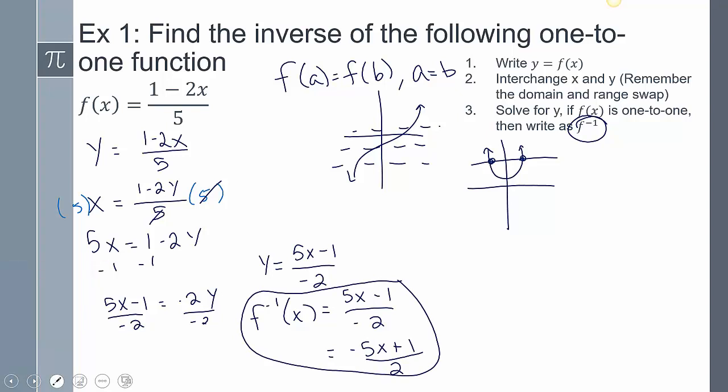So the first thing that I did is I replaced my f of x with y so I can manipulate it. And so then I interchanged the x and y, because when it comes to the inverse, the domain and range swap. So that's why I'm saying my x and y swap. We switched places with them. And so after I wrote for the y, I switched my x's and y's. And then from there, you just solve for y. And so I got y by itself. Now because it's a one-to-one function, I can use my inverse notation, and so I just replaced y with my inverse notation.